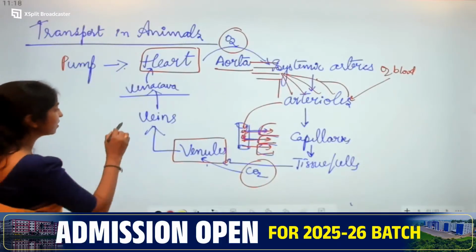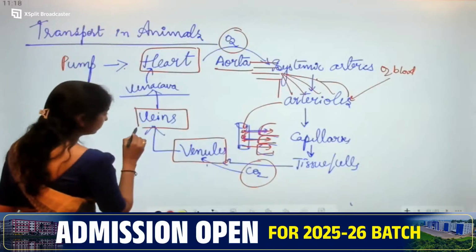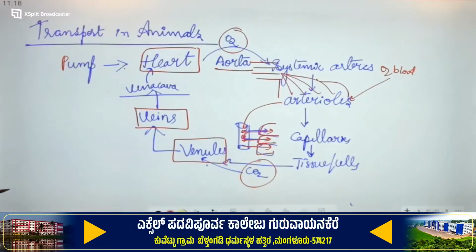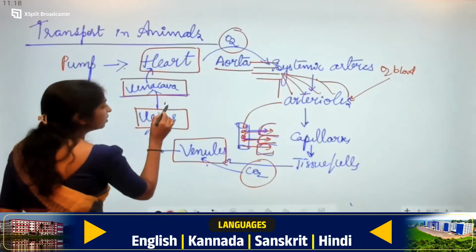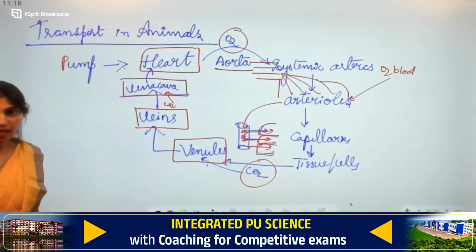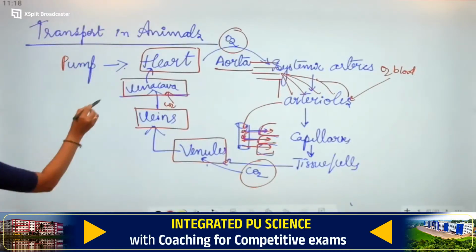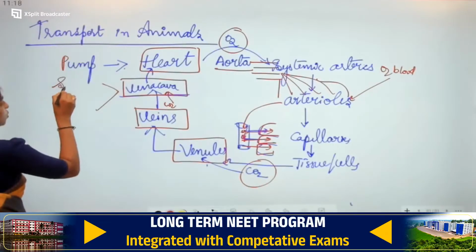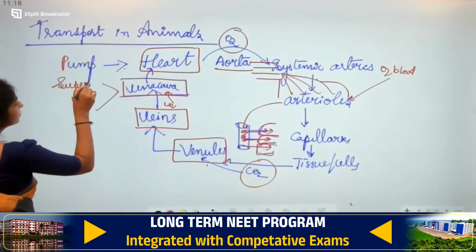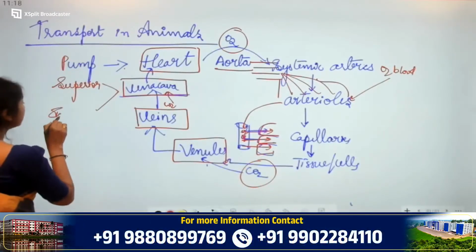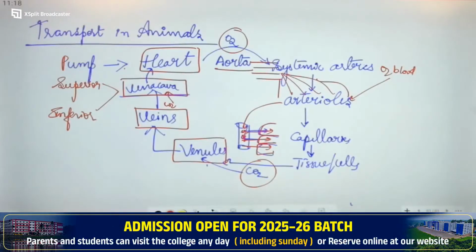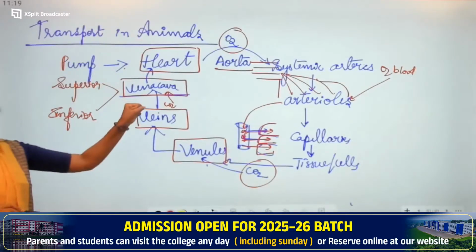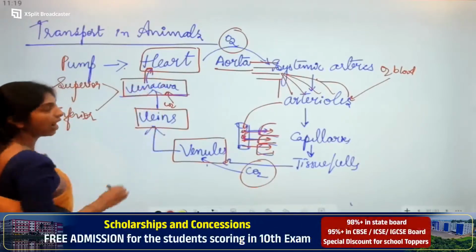From the venules it reaches the veins. From the veins to vena cava, all the veins will connect and pour the deoxygenated blood to the vena cava. When we say vena cava, you know they have superior and inferior vena cava, which will receive the deoxygenated blood and pour it into the heart.